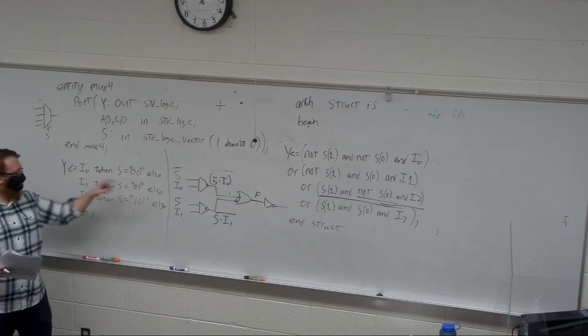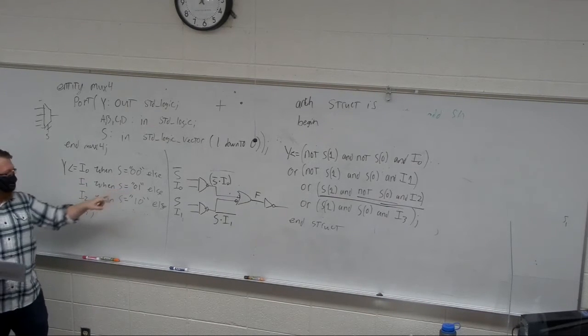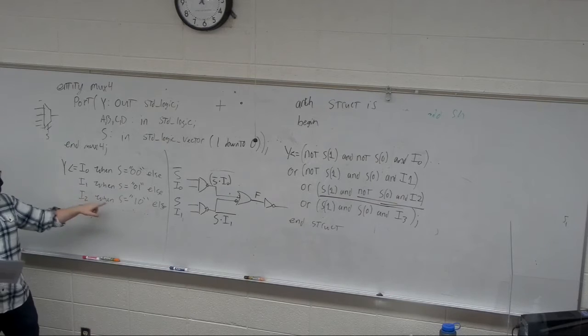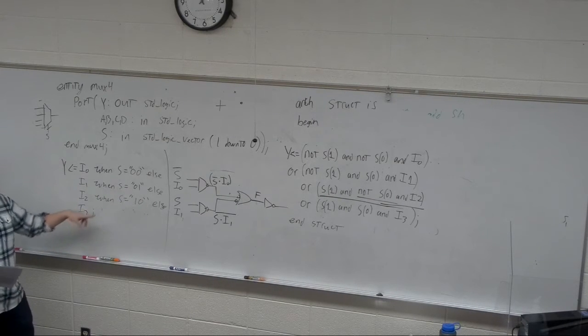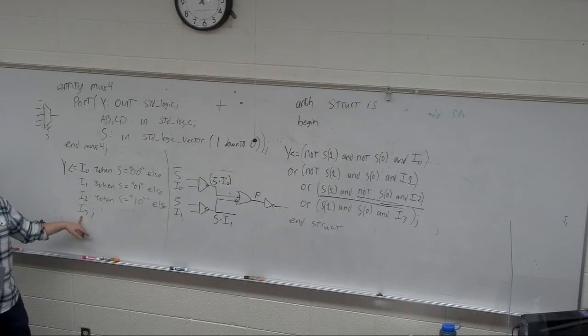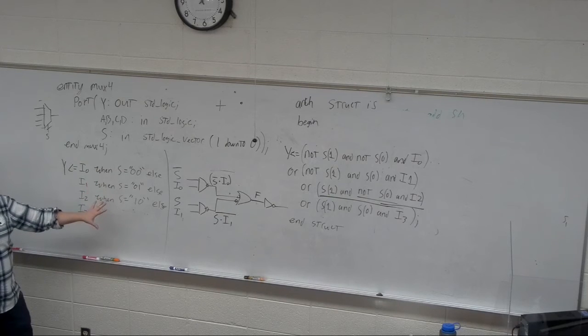So when S is 0, assign Y to I0. When S is 1, assign it to I1. When S is 2, assign it to I2. And if it's not one of those, assign it to I3. This is a nice, simple way of writing. It's really an if-then kind of statement, but condensed. We would call this a case statement.